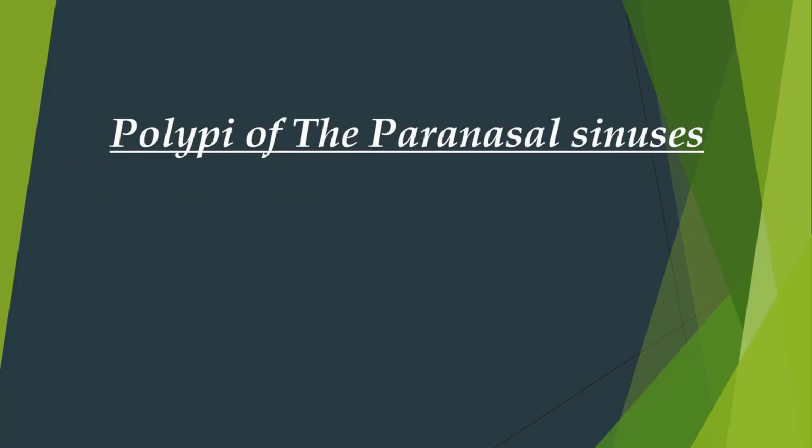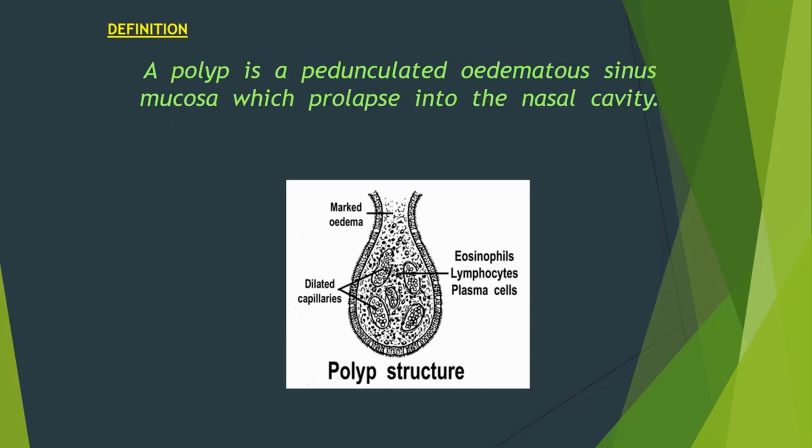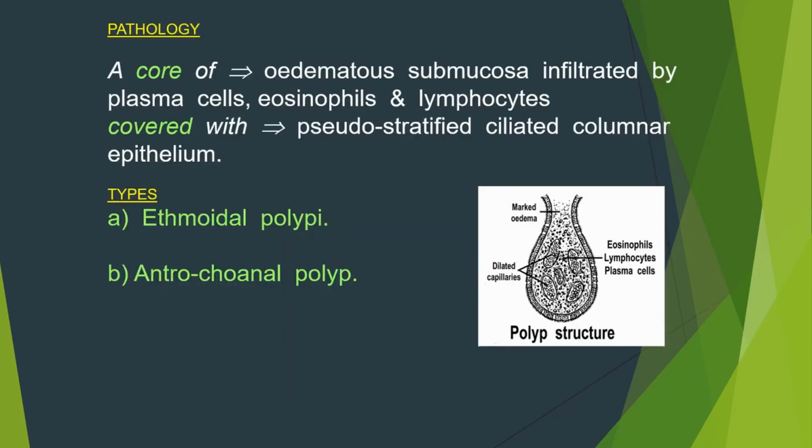Now we will move to another topic in our syllabus called the polypi of the paranasal sinuses. What are polypi? A polyp is a pedunculated edematous sinus mucosa which prolapses into the nasal cavity. The pathology of the polyp: a core of edematous submucosa infiltrated by plasma cells, eosinophils, and lymphocytes, covered by stratified, pseudostratified, ciliated columnar epithelium.